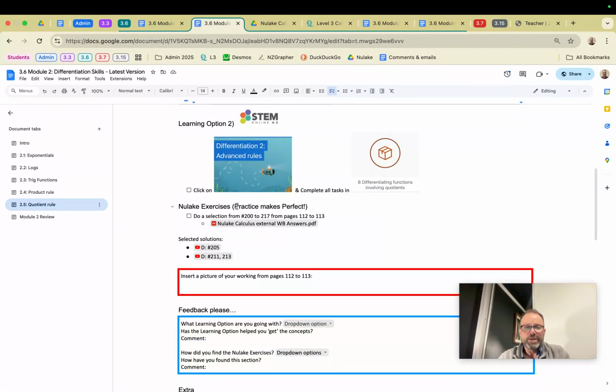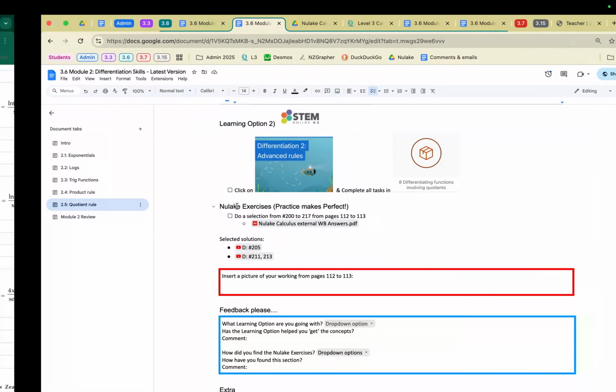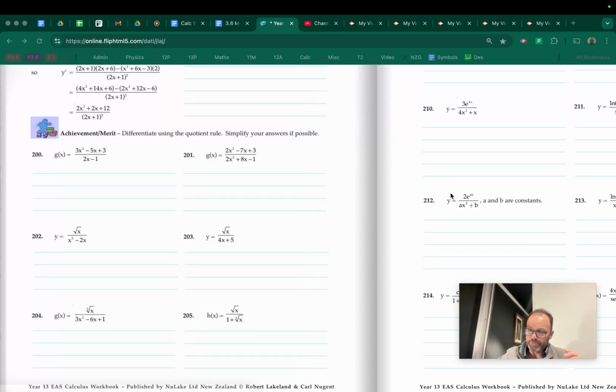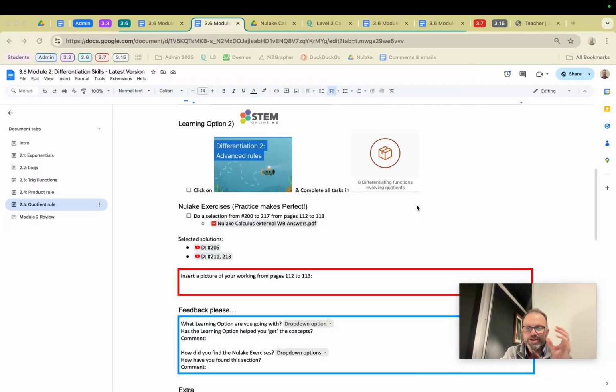As it says here, the New Lake practices are good. I just showed you these pages here. This is the tough stuff. This is quotient rule. You can see a fraction here. How do you differentiate these? If you know the quotient rule, it's not too bad. You will generate screes of paper, but if you set out the working, if you follow my examples, they are good. You should be able to work it through.